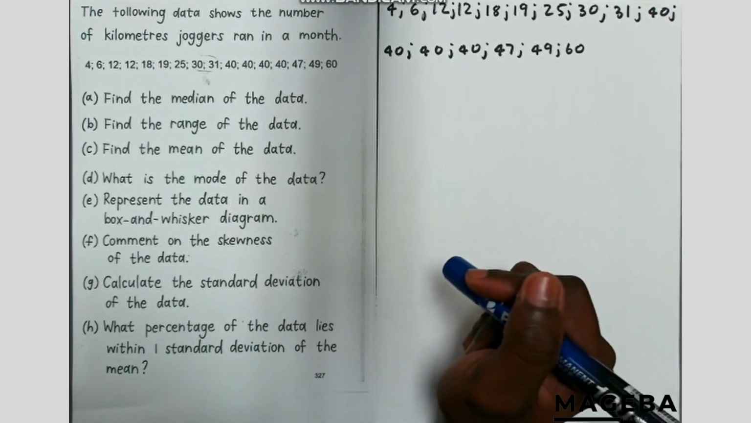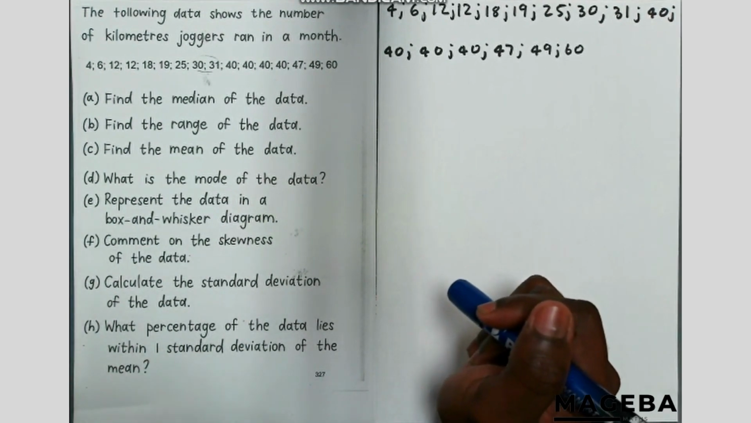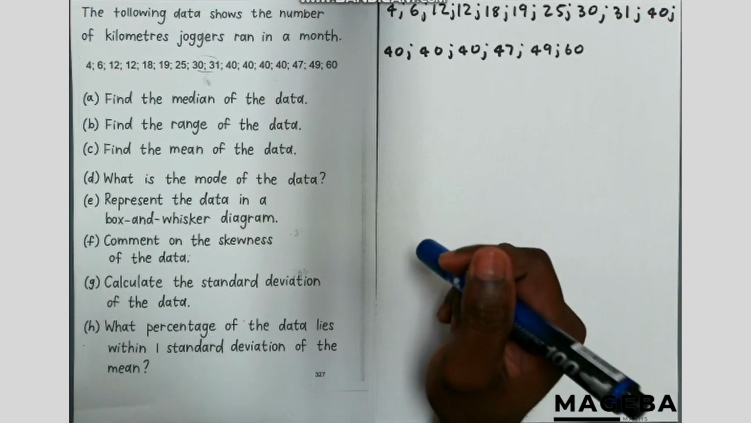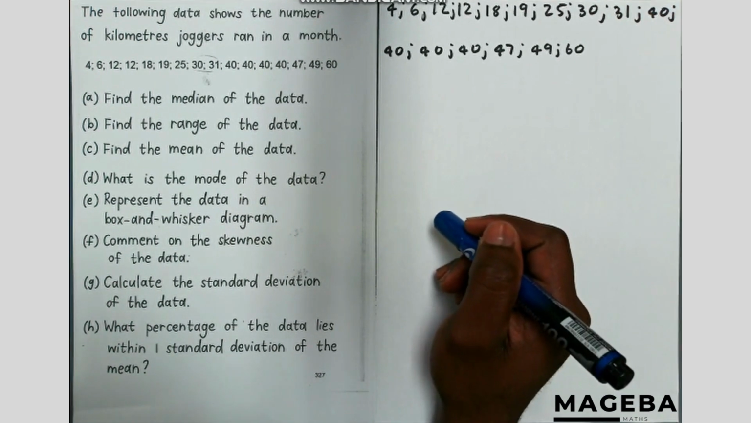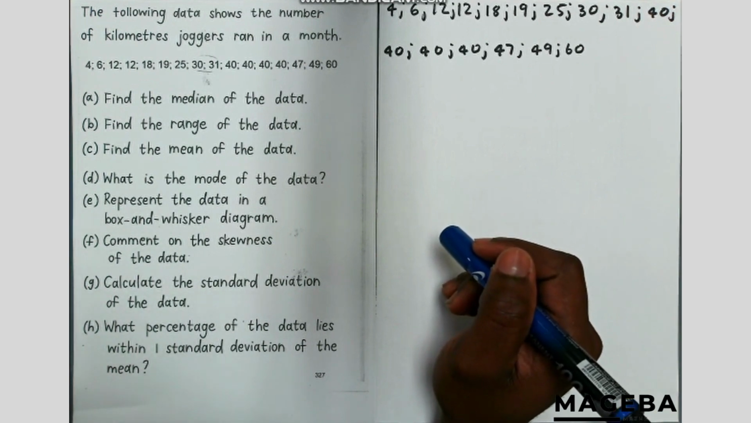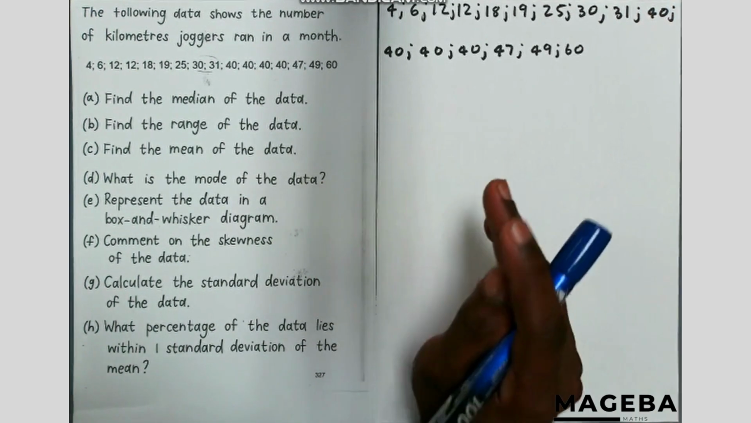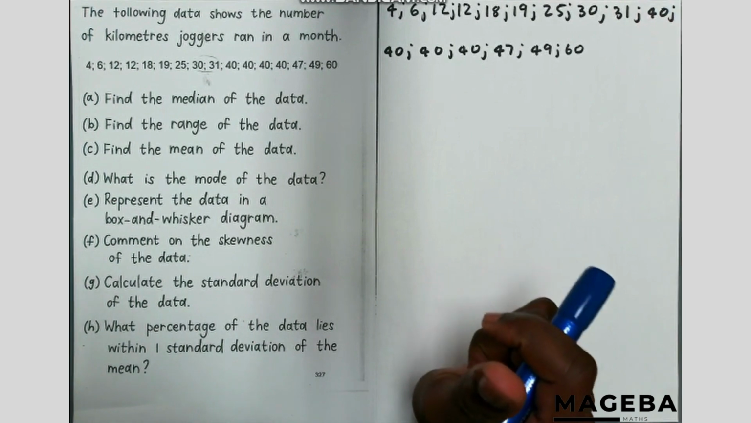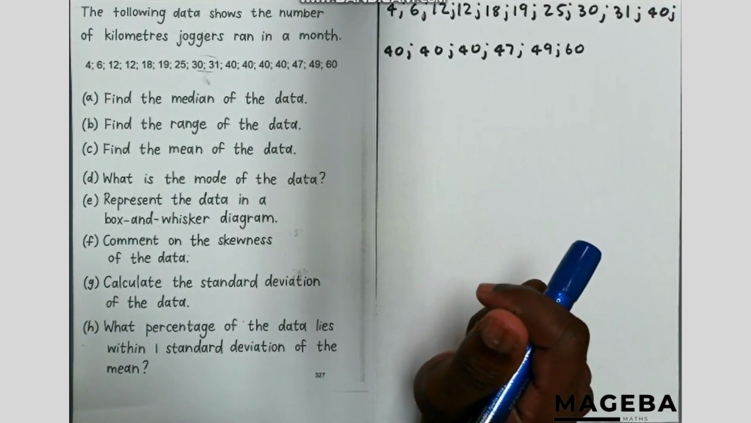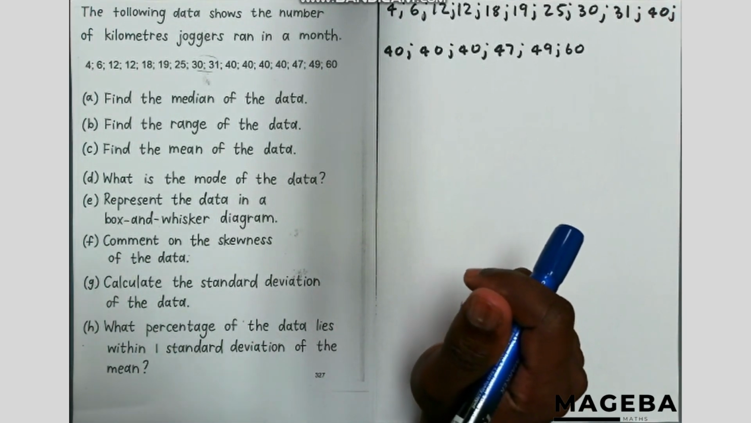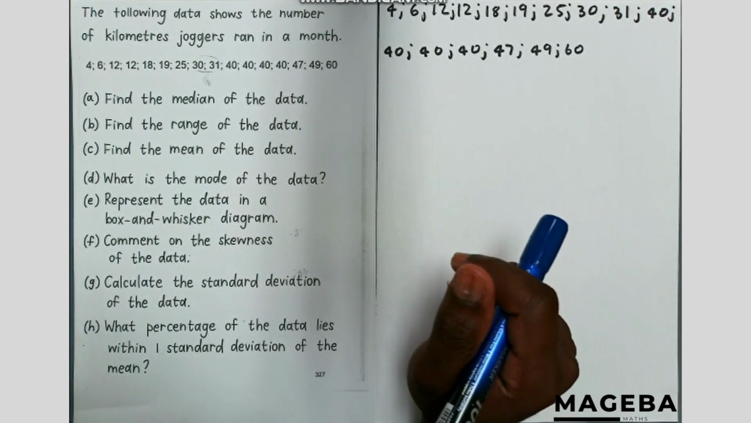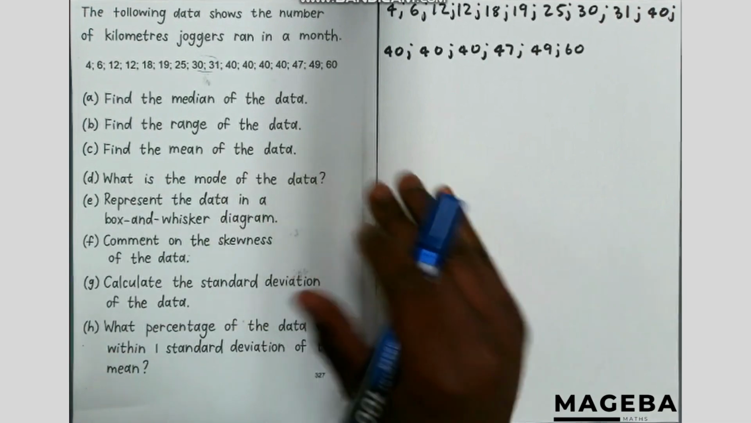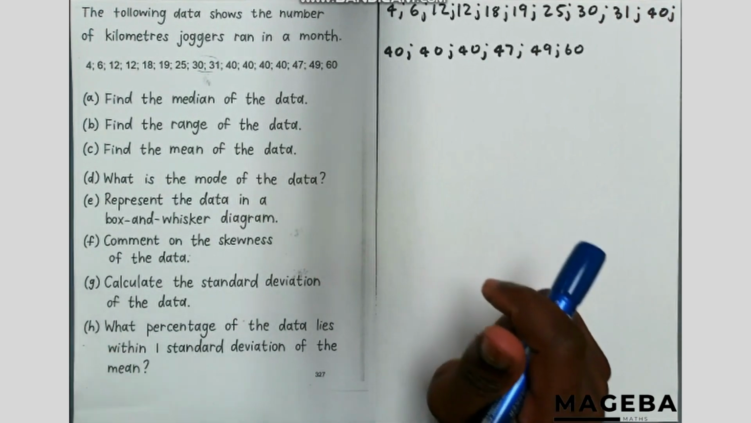Okay, today we'll be doing some questions on statistics, continuing with the series that I've created on statistics for Grade 11. So these are the questions that we are going to do today. It's saying the following data show the number of kilometers joggers ran in a month. So this is the data that we have.